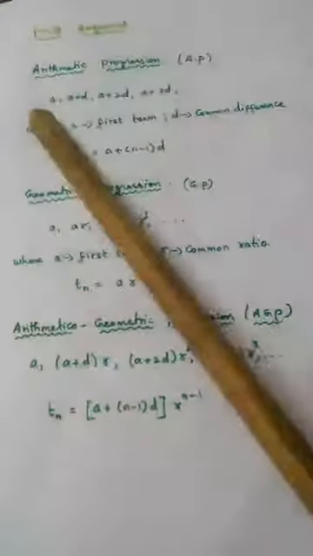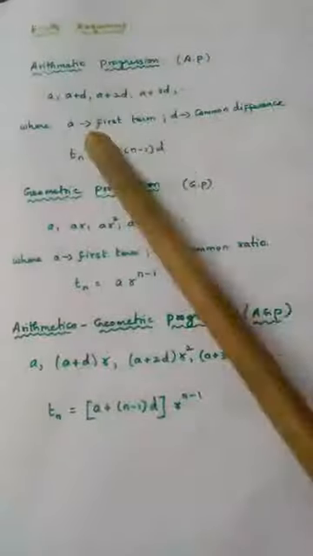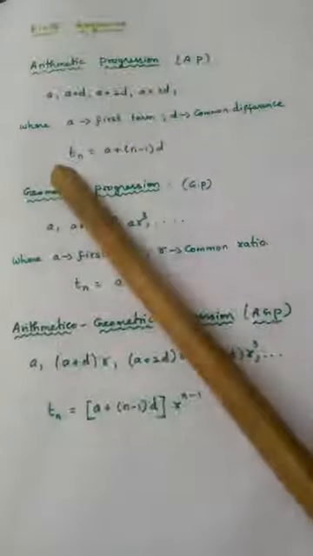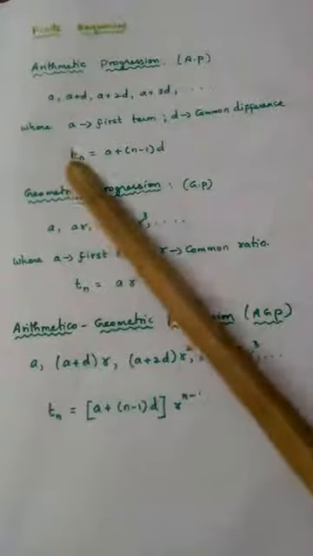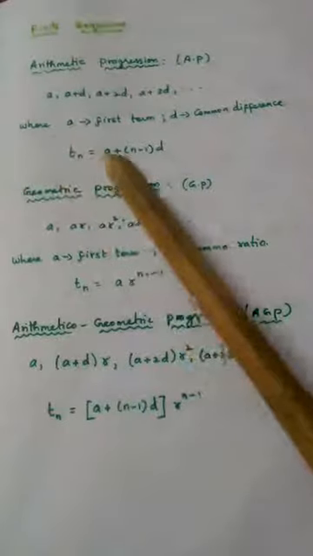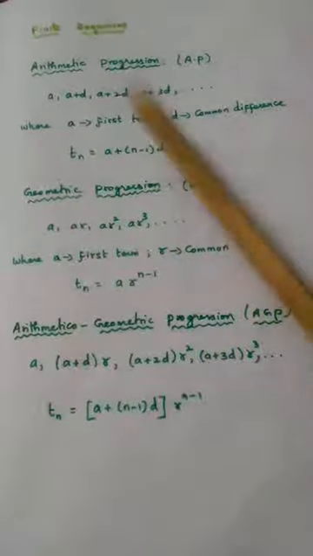So these are the things you know already in 10th standard. This is the general form of AP. A means first term, d means common difference. The general term of AP, or nth term of AP, is given by a plus (n minus 1) into d.